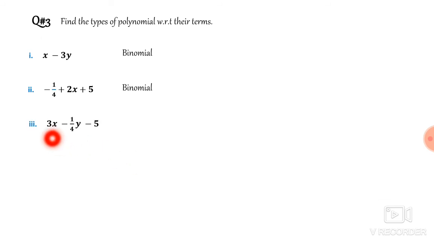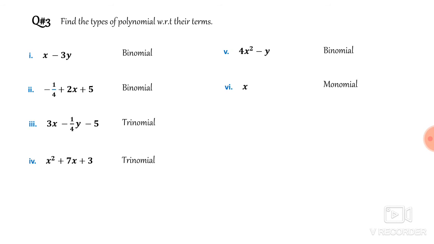Next, we have a term involving x, a term involving y, and a constant term. It means we have three terms here. It is a trinomial. Again a trinomial. It's a binomial. Monomial, just one single term. Again monomial, just one single term.